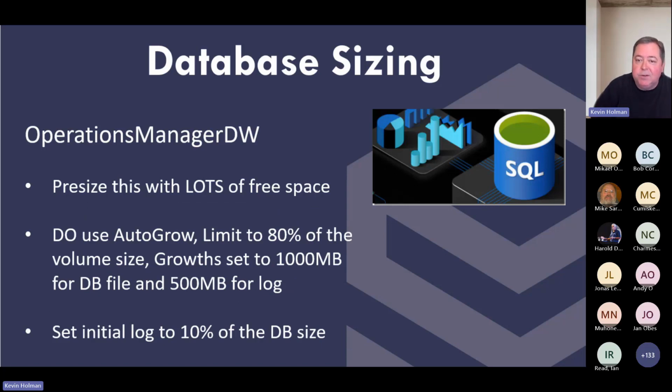The Operations Manager DW, same kind of concept: pre-size it, get lots of free space. We don't want a lot of small growths, but we do use auto grow on the data warehouse database. Again, same rules of thumb: 80% volume size limits for the database and the log, and set your growths to be a gig or so for the database file and 500 meg or so for the log. And the sizing for the transaction log for the data warehouse is not like the OpsDB. It's not 50%. My rule of thumb when I'm setting one up initially is I'll pre-size it to about 10%, and I'll let auto grow take care of it from that point forward.